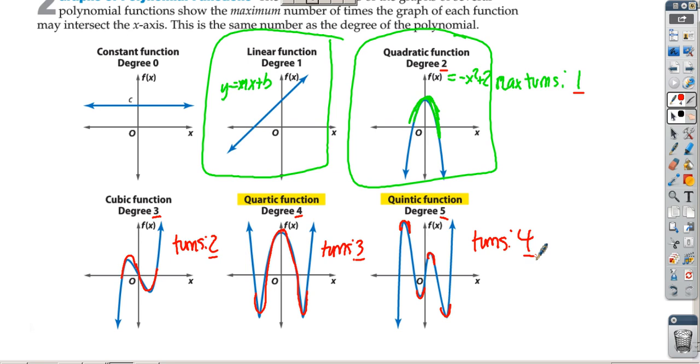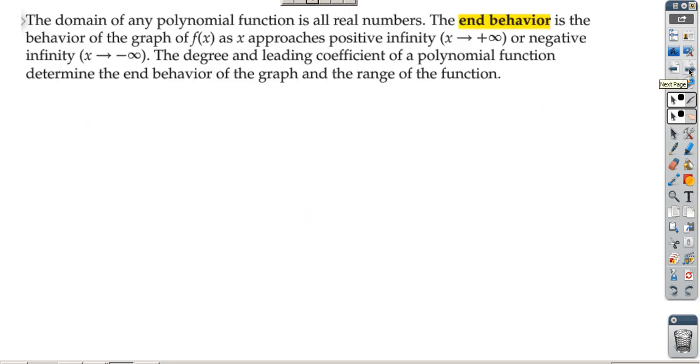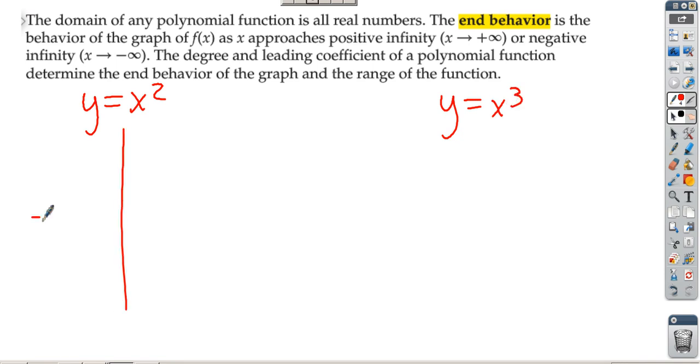Okay, so that's useful to know. And then when it comes to the shape of a graph, there's really only 2 that you need to know to be able to answer this question about end behavior. So here's the only 2 graphs that you really need to know what they look like. If you know what these look like, you'll know what every other graph looks like when it comes at least to polynomials. So here's what the graph of y equals x squared looks like. It's a U shape, it's a parabola.